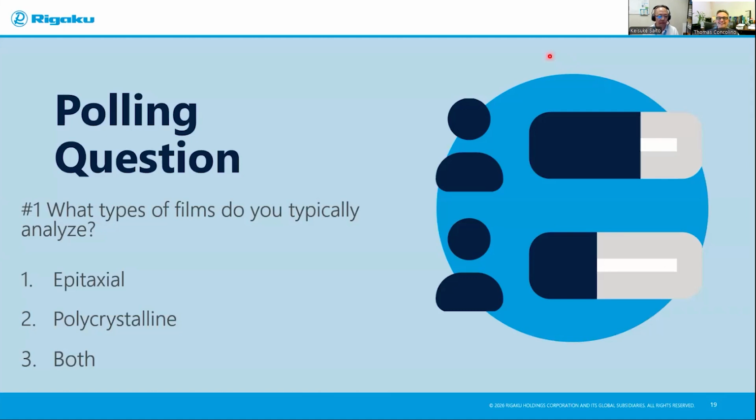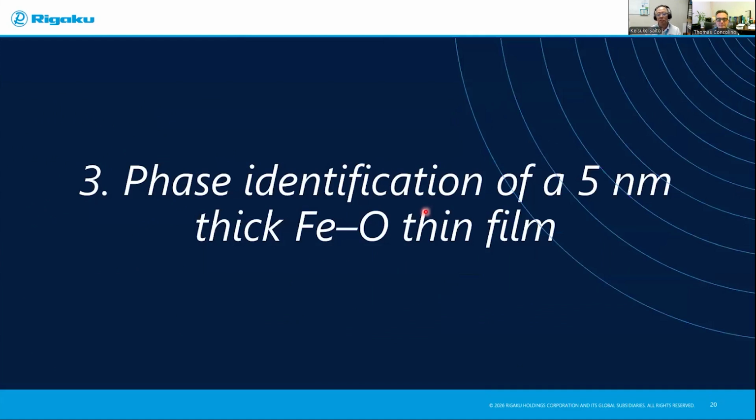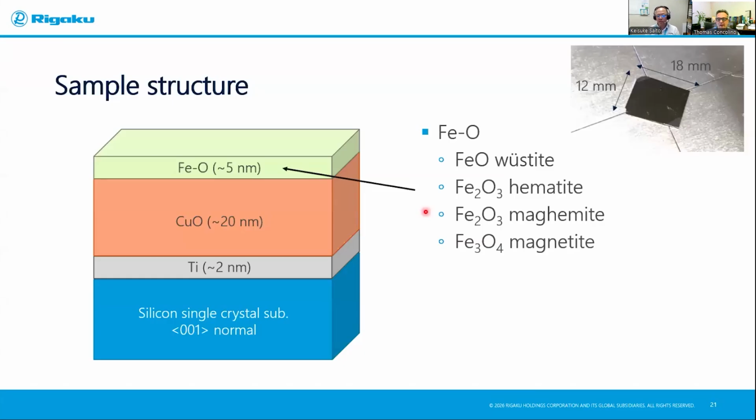All right, thank you. Okay, thank you, everybody. So let me continue. Let me discuss one example: how I analyzed, in this case, iron oxide with a 5-nanometer thick film by using X-ray diffraction. This is the sample structure, and the sample is shown on the right top corner by picture. The topmost surface was my layer of interest, iron oxide, only 5-nanometer thick.